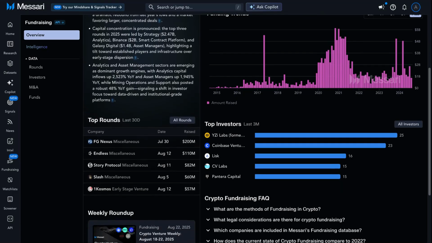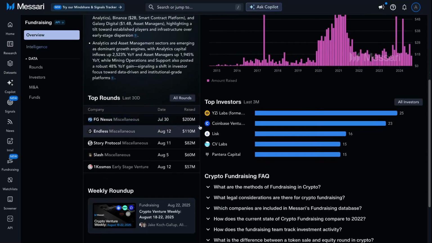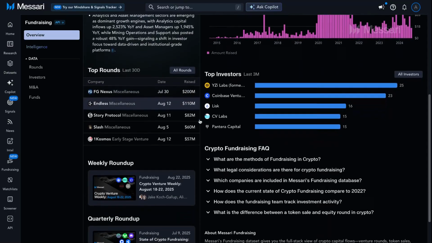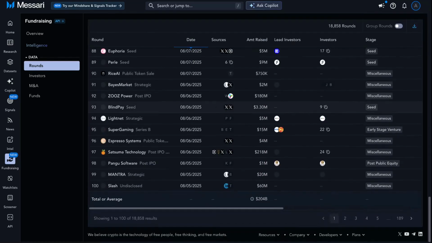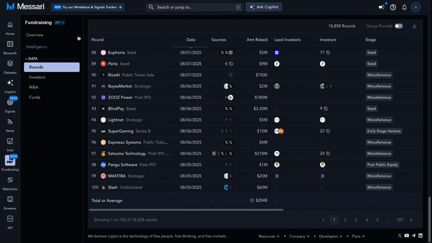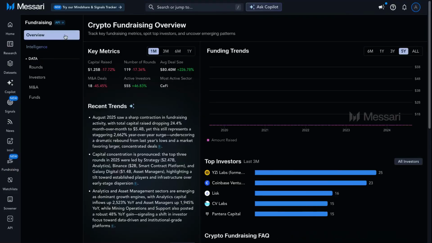We have our top rounds module, which gives you the largest fundraising rounds in the past 30 days. Interacting with this module will take you to our Rounds Explorer. Our Rounds Explorer has our full list of over 18,000 fundraising rounds, which you can access there.